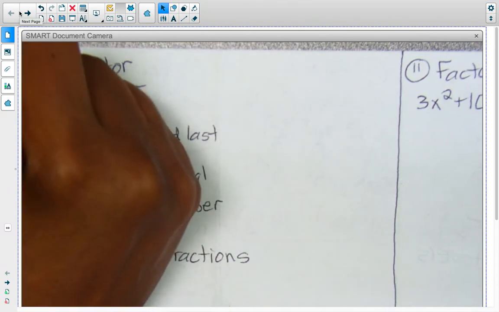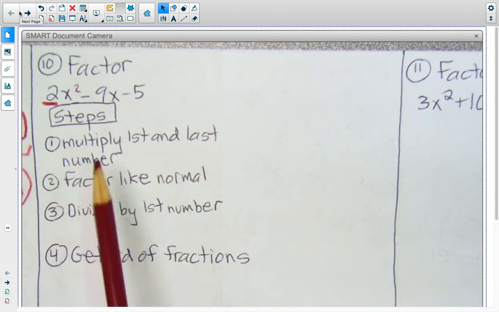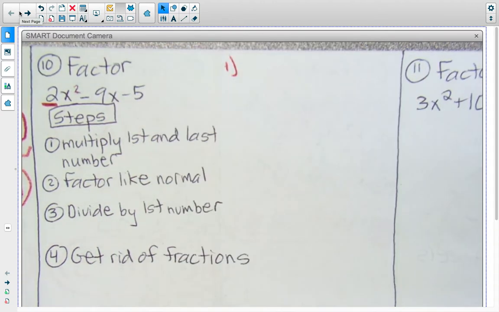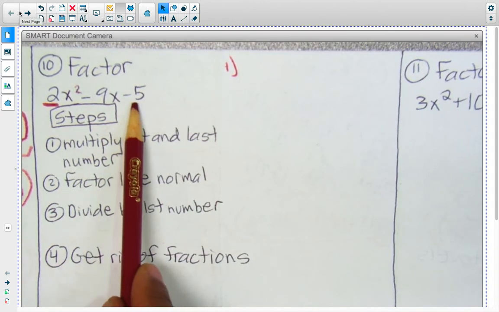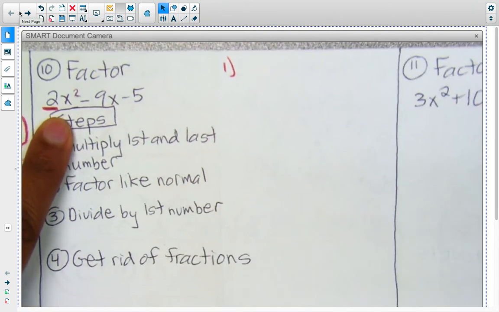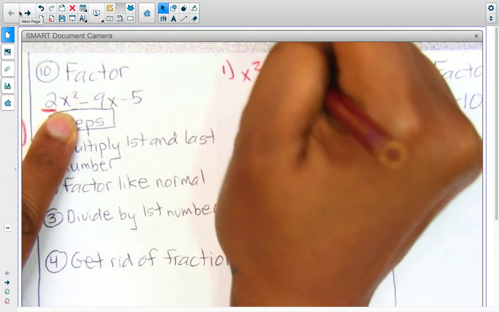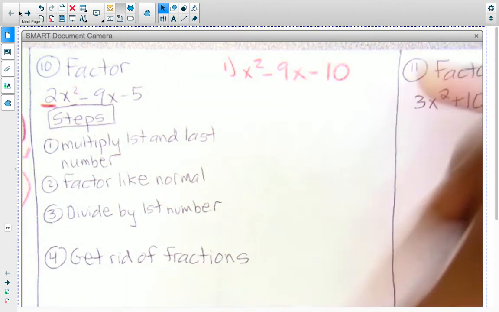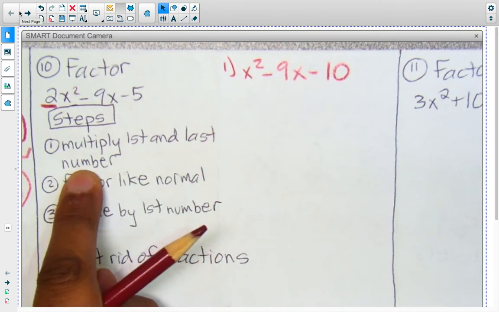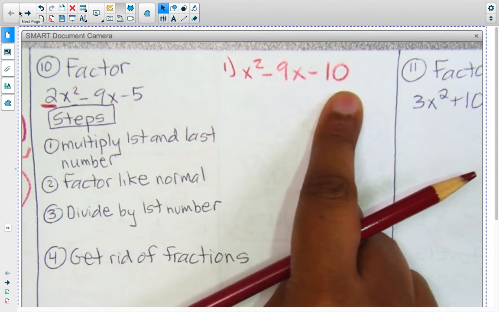So I'm going to underline this because that's giving us a clue that A, I don't have a greatest common factor, and B, I need to go through and do these 4 steps. So here we go. Step 1 says multiply the first and the last number. So I'm going to do my steps over here. I'll multiply the first and last number. 2 times -5 is -10. So kind of like pretend to get rid of this 2. Bring over x squared minus 9x minus 10. I did 2 times -5 and brought everything else over.